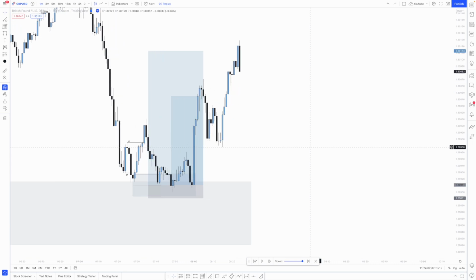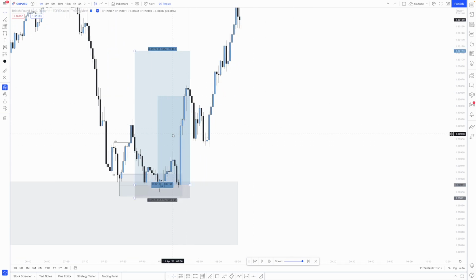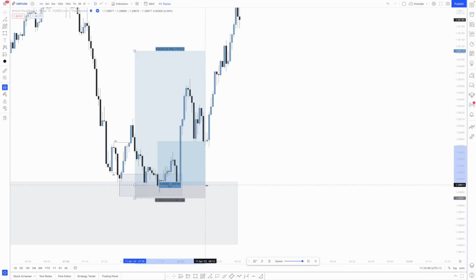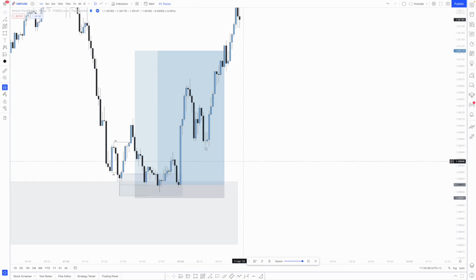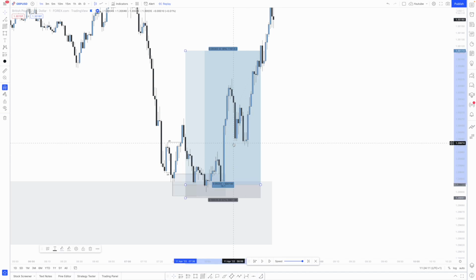So if you just play price forward a little bit, as you can see, price carries on trading up, and even there, that would be a minimum of a 10-hour trade. So that's one example of the change of character.